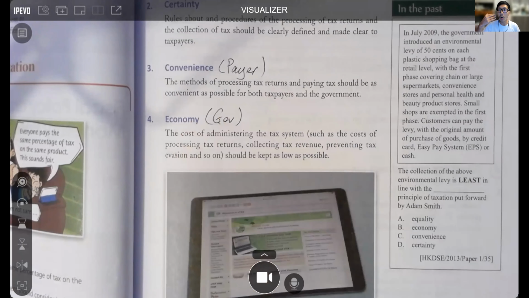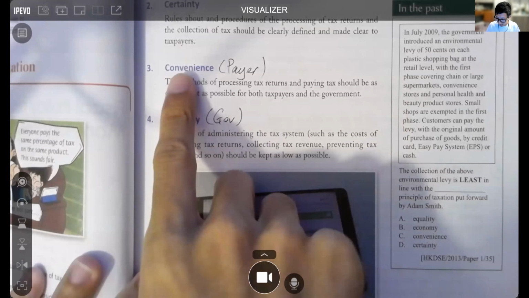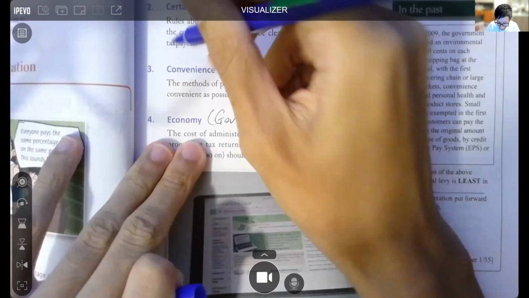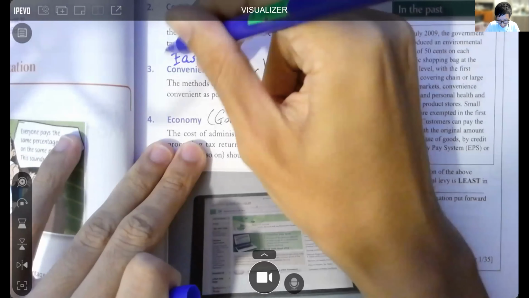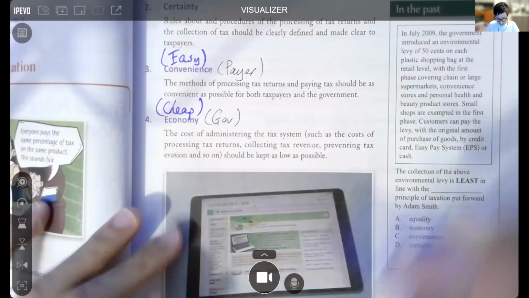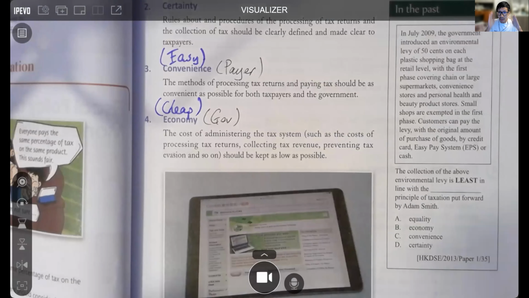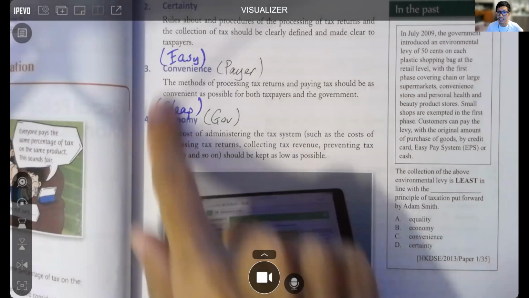Economy is about cost. The principle of economy states that the collection and processing of tax needs to be cheap, basically. Convenience is about being easy to pay and collect. Economy is about being cheap to collect and pay. It is not that the tax itself is cheap, it is that collecting tax is cheap. Don't mix them up. So these two principles, in modern society, it's quite easy to match them.